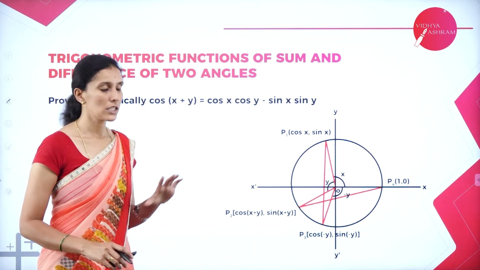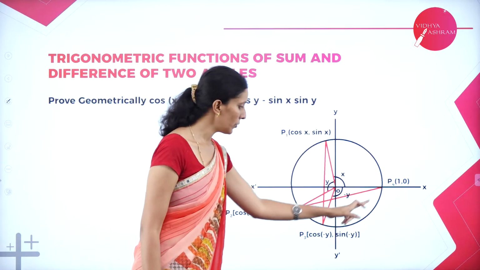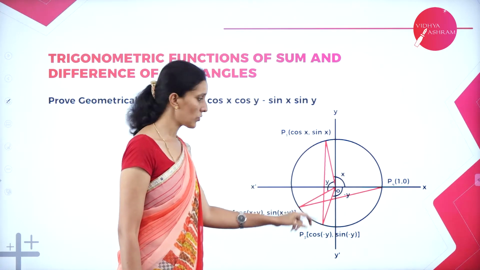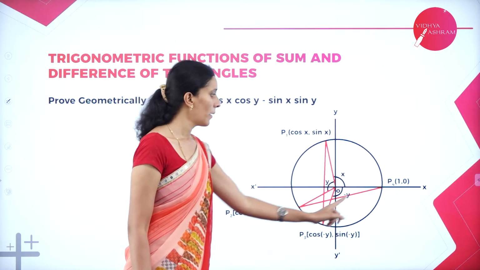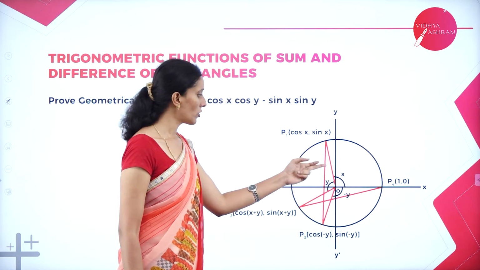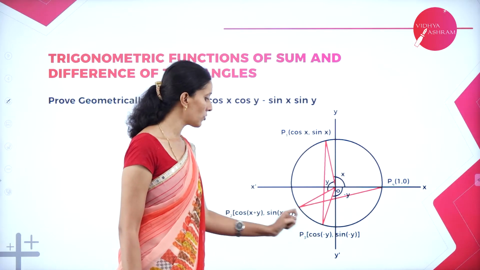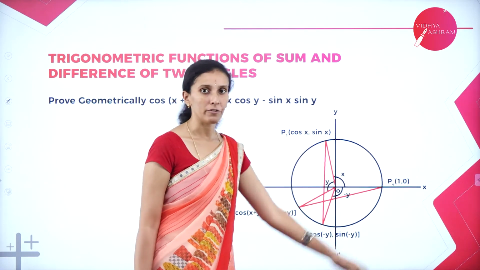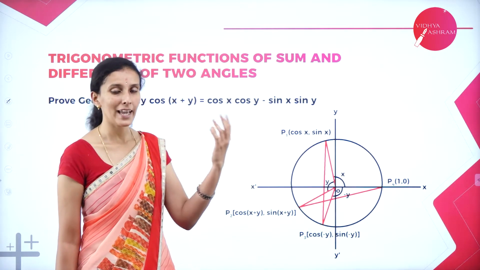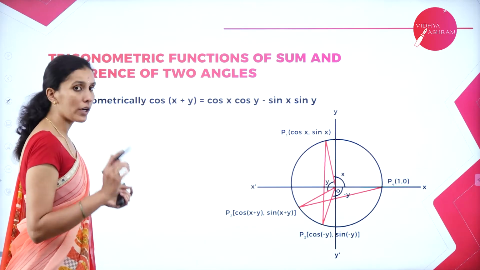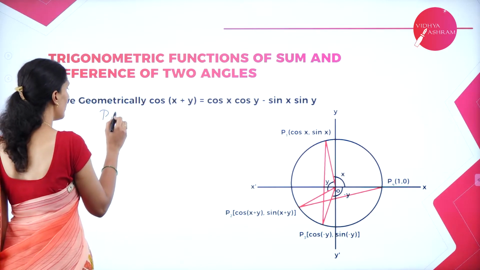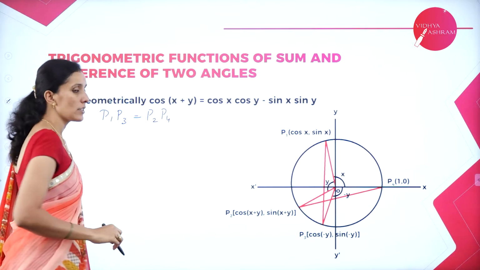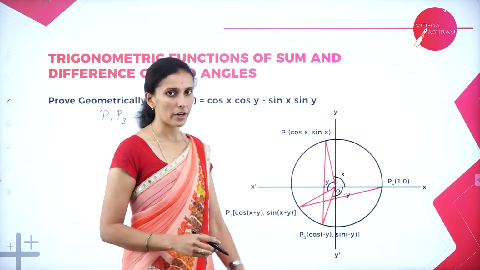So I hope you understand the diagram. Consider the unit circle, taking an angle x, angle y, angle minus y. Join P1 P3, P2 P4. You get two triangles. One is P1 O P3, another one is P2 O P4. They are congruent using the ASA postulate. So therefore, what I can conclude is P1 P3 is equal to P2 P4. This is using the congruency of these two triangles.